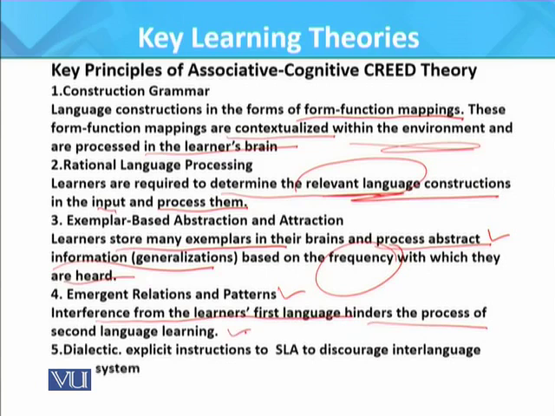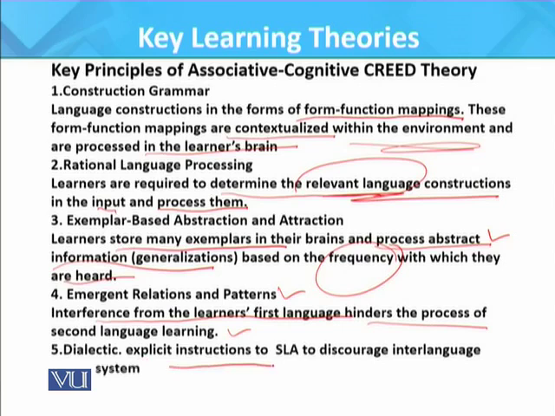Emergent relations and patterns refers to interference from the learner's first language that hinders the process of second language learning. Now, this is a very popular myth or a fact, you can call it. It's open to discussion and a lot of research that the first language interference hinders the process of second language learning.